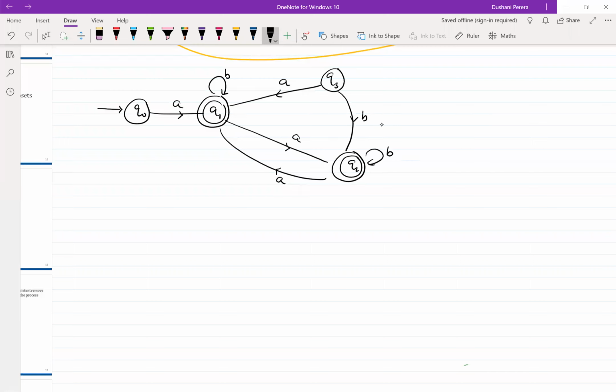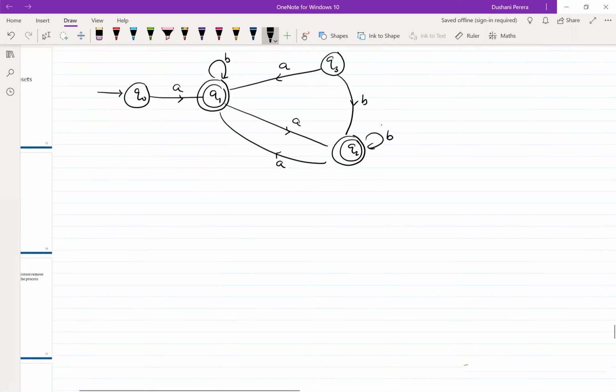Okay, this is what I have. This is the DFA I have. Now I am supposed to minimize this. So the first step, step number one, is to remove the states who are not reachable from the initial state, if there are any. So check if there are any states who are not reachable.